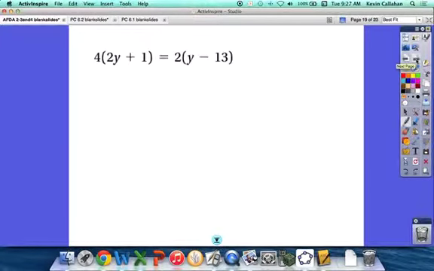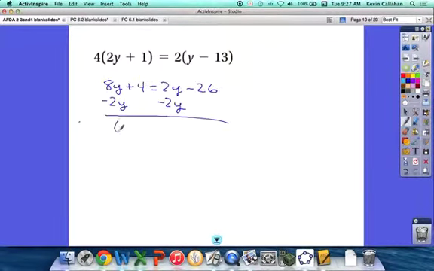Okay, what would I do in this one? Distribute, right? So that'll be 8y plus 4 equals 2y minus 26. Which term to move first? The 2y. Subtract 2y. 6y plus 4 equals negative 26. Okay, and at that point it's a two-step equation. What two steps are you going to take?